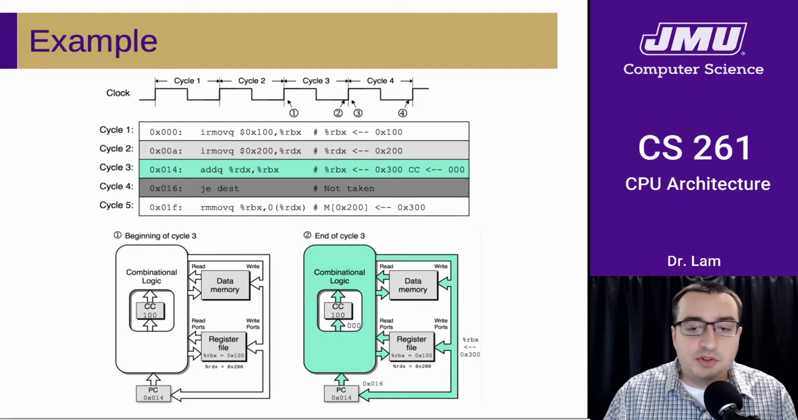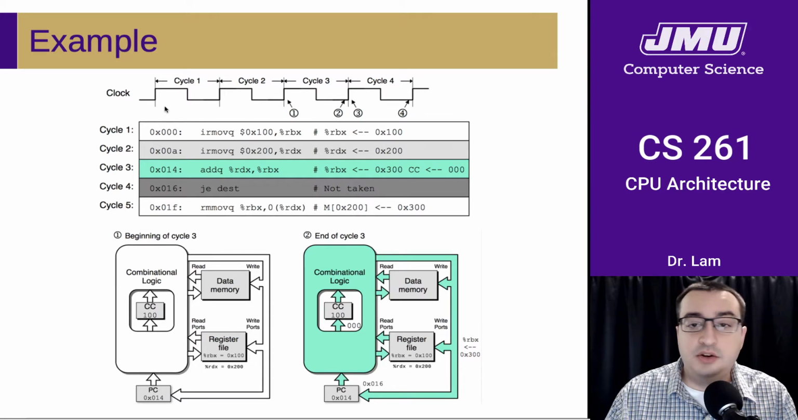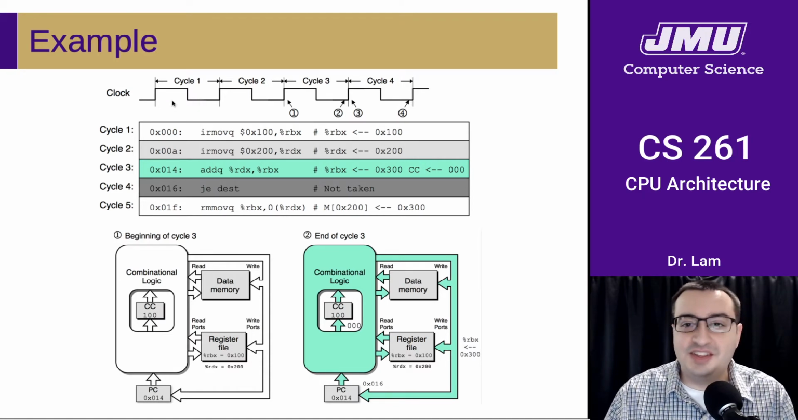All right, so this is an example from your textbook about how all this works. The entire process is coordinated by the clock, and you can see the clock ticks here at the top. So the clock turns on, off, on, off, on, off, and so forth. Every one of these on-off sequences is called a cycle. So the on is the beginning of the cycle, and then the next on is the end of the cycle.